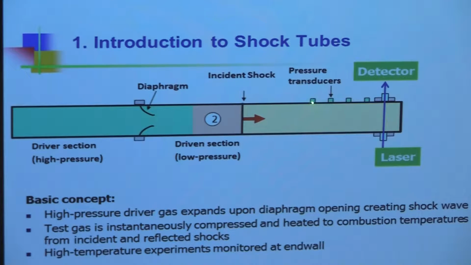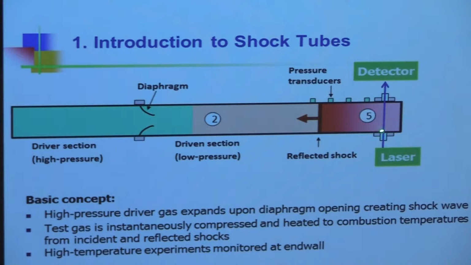We measure the rate of progress with some pressure transducers on the sides. When the shock wave reaches the end, it reflects and moves back, and that's called the reflected shock wave, or region 5, where the gas is stagnated. So the boundary condition here is that the gas velocity is 0. We send laser light through, and then we use absorption to detect the species and temperature versus time that might occur.